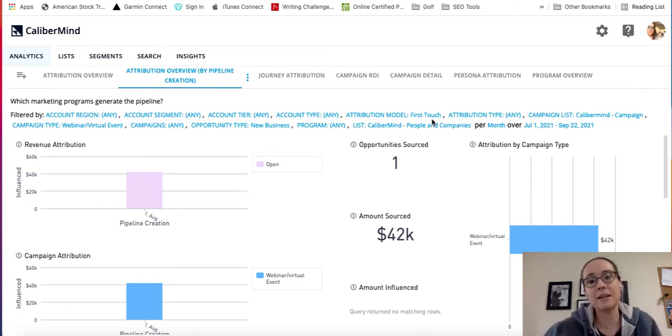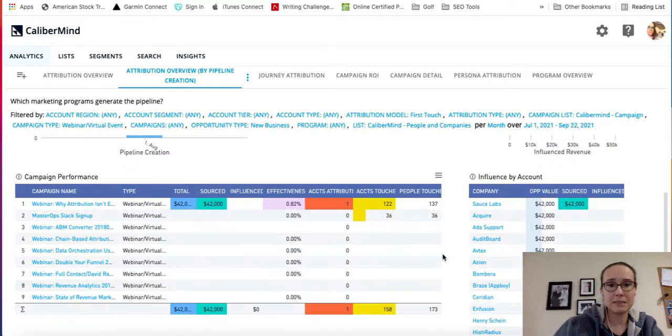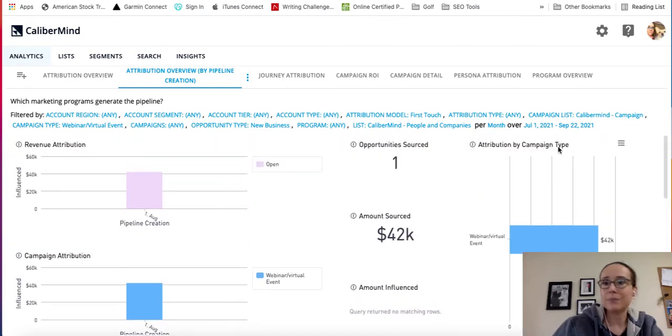As we can see, I've got this on a first touch model. I'm looking at the current quarter and I have it filtered to webinar/virtual event. Looking at this particular model, it looks like my campaign performed pretty poorly. I have one opportunity sourced with 42K associated with it, 0 influenced. So it looks like my event really wasn't worth doing.